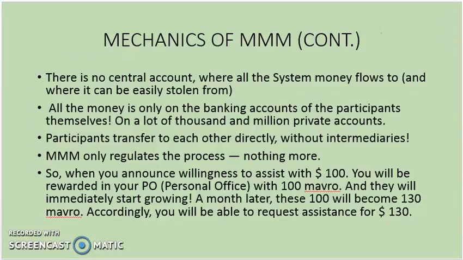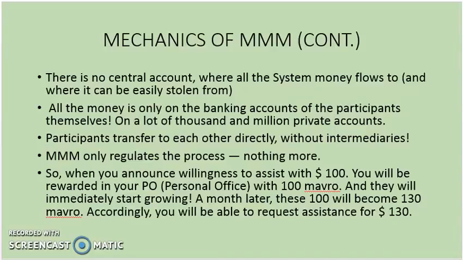Now, in MMM, also very importantly, there is no central account where all the system money flows to. And you know, if there's a central account, some money could easily be stolen from there. Also, the money is only on the banking accounts of the participants themselves, on a lot of thousands and millions of private accounts. Participants transfer to each other directly without intermediaries. MMM only regulates the process, nothing more.